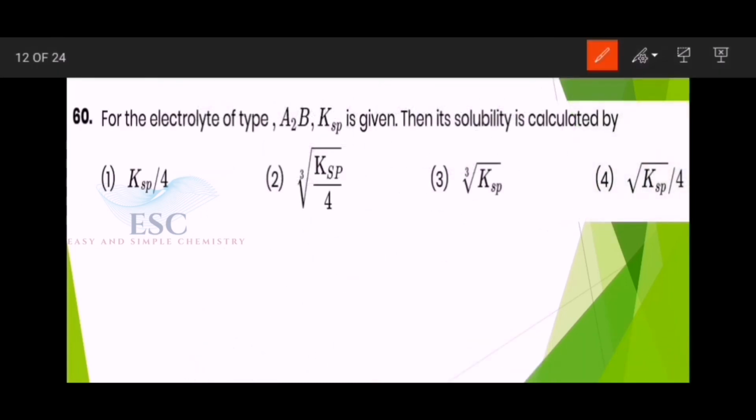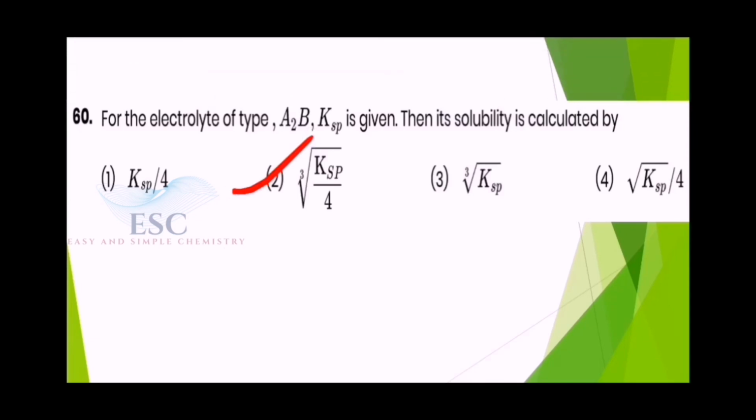So which is the right option? The cube root of Ksp by 4. That is the right answer.